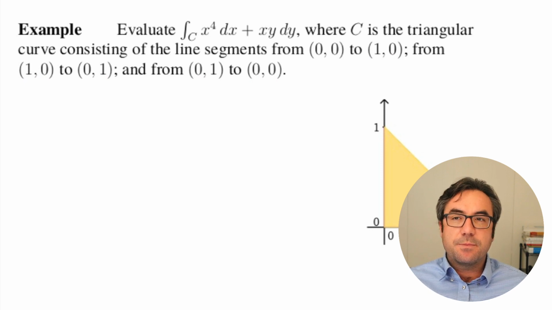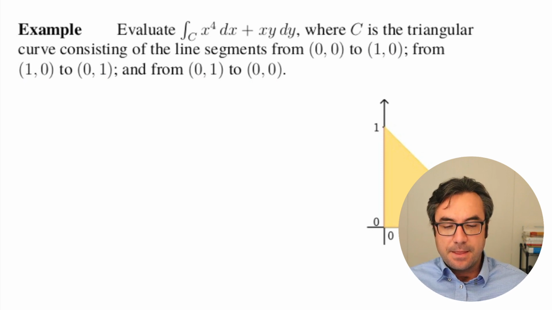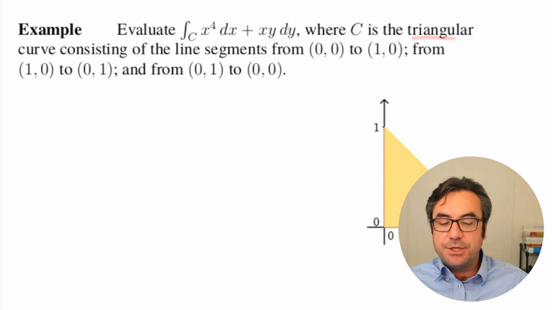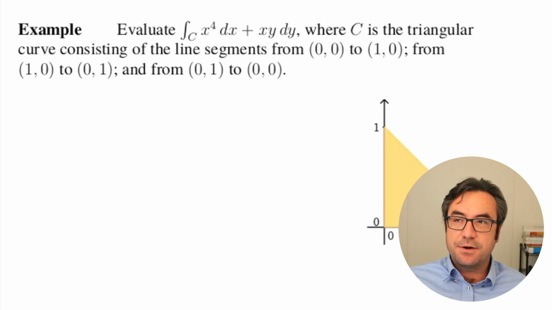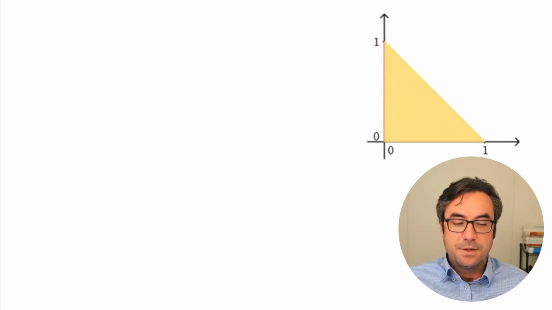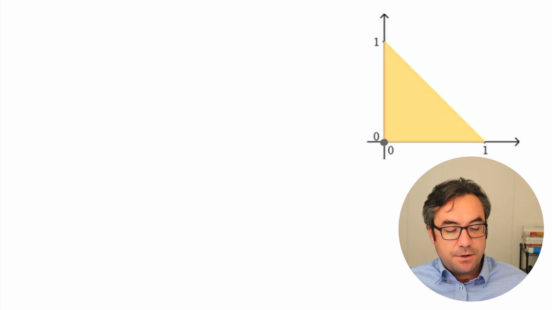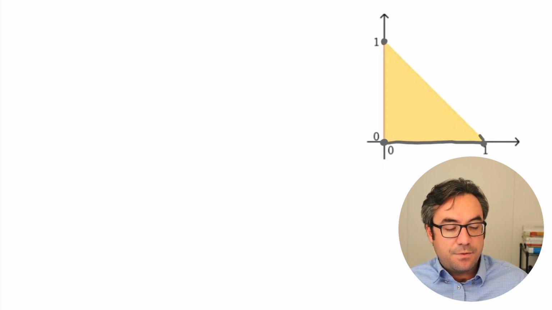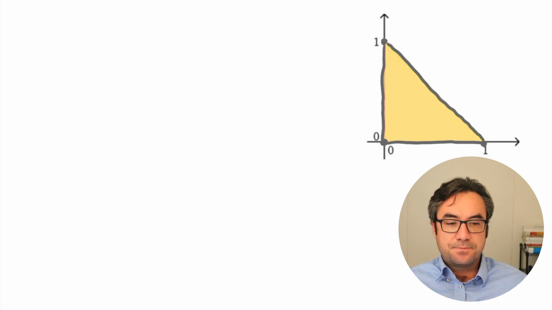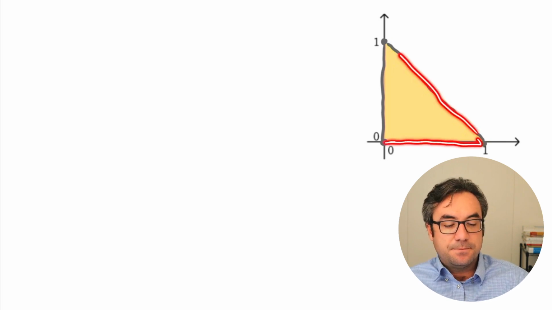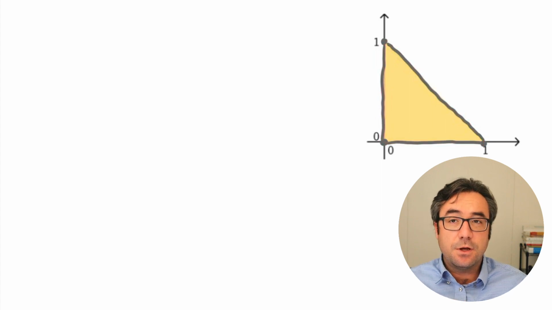So we want to start by graphing this region. And we're told that it's a triangular region consisting of line segments. So we plot all the points that we have here: (0, 0), (1, 0), and then (0, 1). And then we end up with the line segments connecting all these. And so what's going on with this curve C? Well, we're going to go one time around. Okay, so it is closed. We're stopping and starting at the same point. So it is closed.